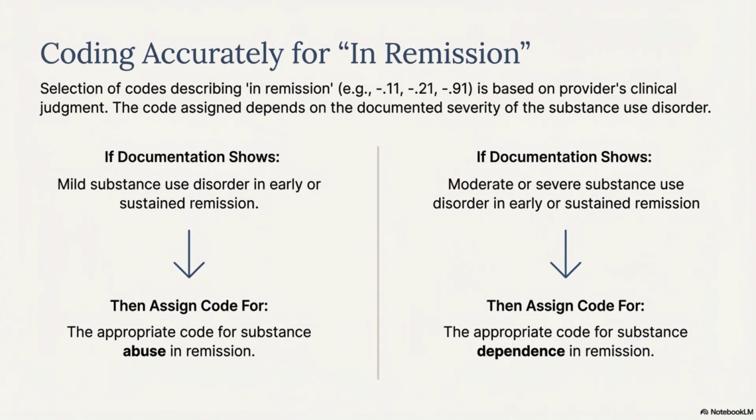Now let's talk about remission. In the DSM-5-TR, remission is a clinical specifier used when someone who previously met the full criteria for a substance use disorder no longer meets any of those criteria, except for craving, which can still be present.